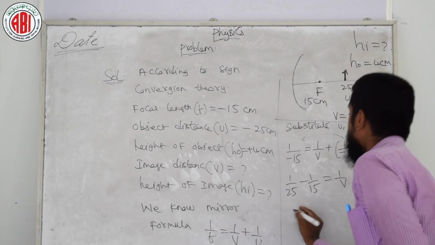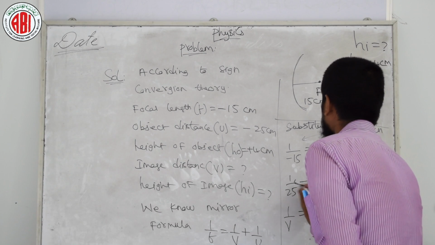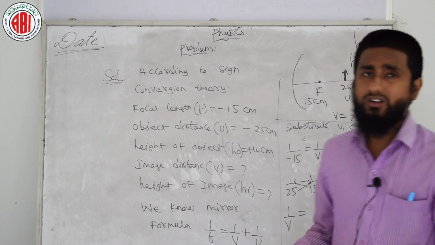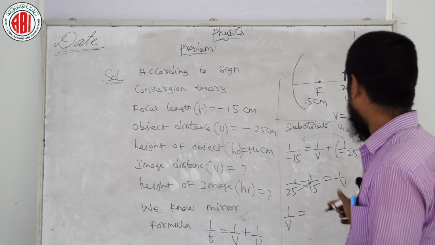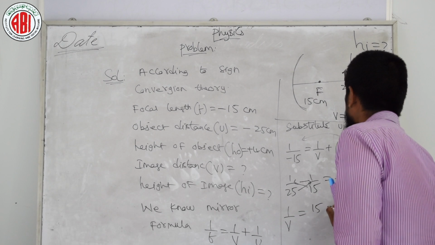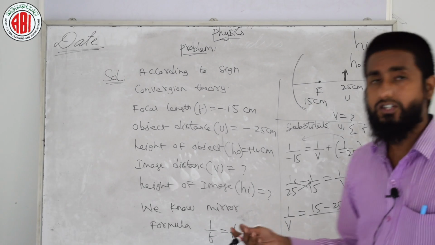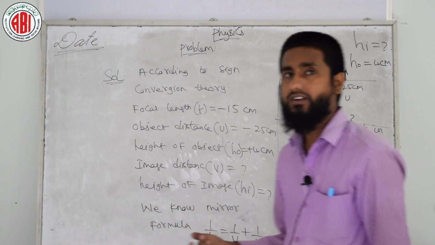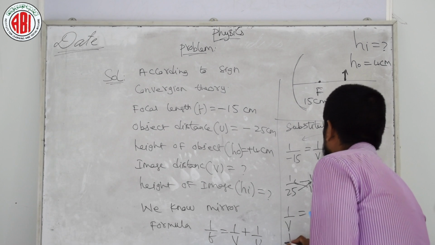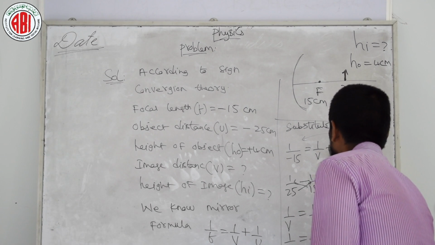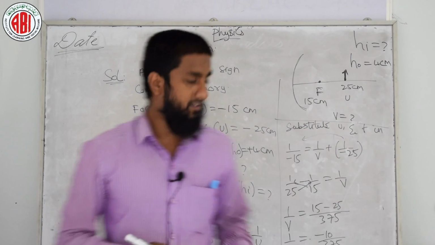So I am just writing 1 by v on this side. Then I am cross multiplying. You have more than one method to solve this. Here I am cross multiplying: 15 minus 25 by 25 into 15. 10 into 25 is 250, 25 into 5 is 125, it is nothing but 375. Okay, 1 by v is equal to minus 10 by 375. Students, still here you can copy this.